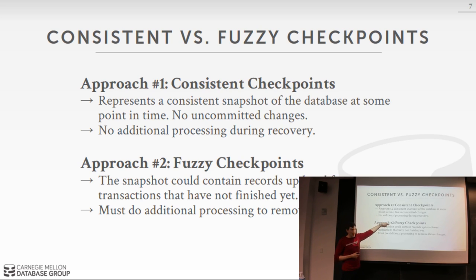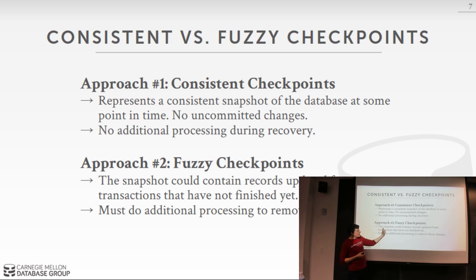Fuzzy checkpoints are the most common checkpointing scheme used in disk-based systems. This is what Aries does that we talked about last class. The idea is that when we start a checkpoint, we don't pause or stop any other transactions. We let them continue running, but then we may end up having updates from uncommitted transactions reflected in the page's data. Furthermore, for a transaction that does later commit, we may only see half its changes in our checkpoint, and the other half are in the log. Half of them made it to the checkpoint, half of them didn't. So we have to resolve that.